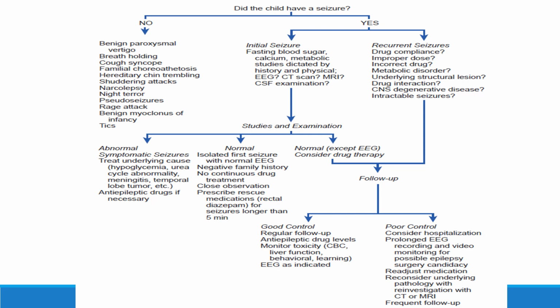If the patient has good control, then regular follow-up visits with anti-epileptic drug leveling and monitoring of toxicity by CBC and liver function, with behavioral and learning assessment, and follow-up EEG as needed. If the patient has poor control, we will hospitalize, do prolonged EEG, readjust his medications, and reconsider underlying pathology, and we will reinvestigate by MRI or CT brain and advise closer, more frequent follow-up visits.